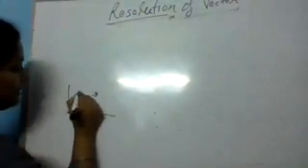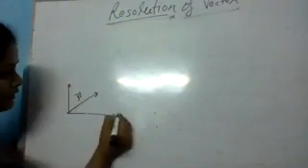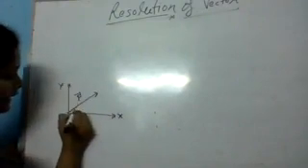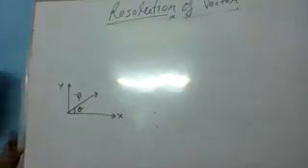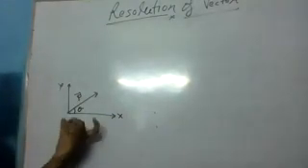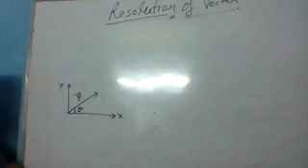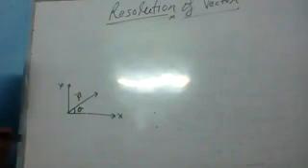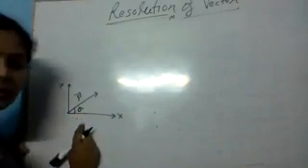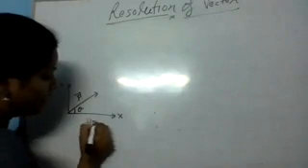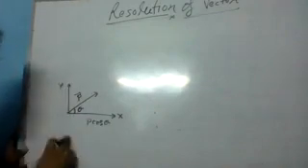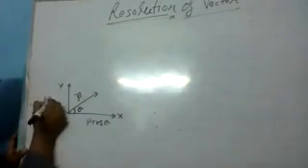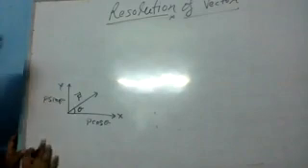Now this is your P vector, in X and Y, and it is making theta angle from X direction. So what is the X component of P vector? X component of P vector is P cos theta. And what is the Y component? That is P sin theta.